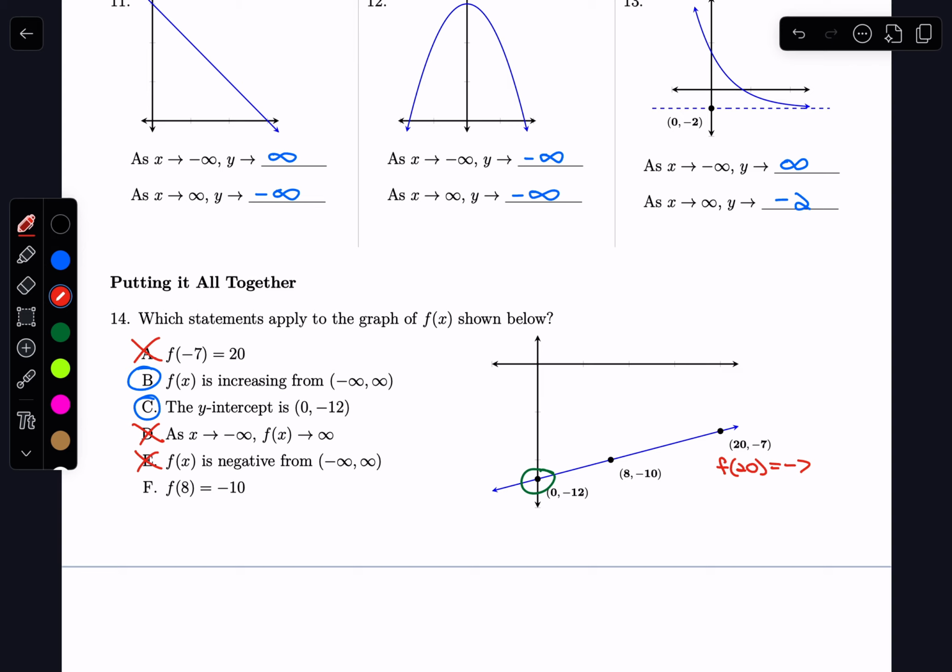And the last one says f of 8 equals -10. That middle point on the graph does in fact say that f of 8 equals -10. The input of 8 corresponds to an output of -10. And so that one is true.